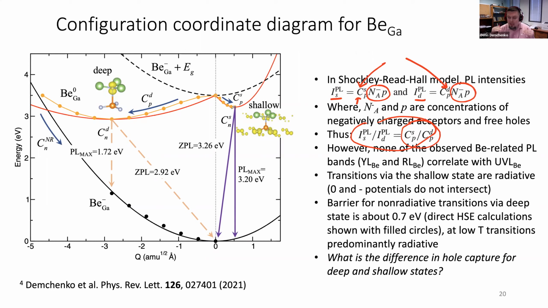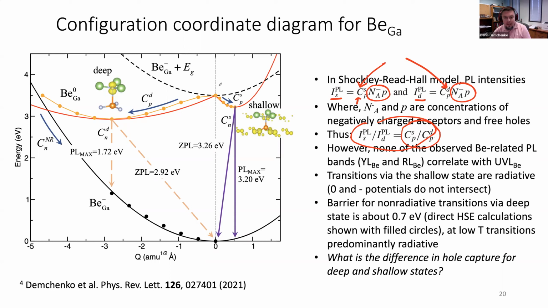And that's not what happens. In all those three bands that are observed in gallium nitride, as I showed you, the intensities are jumping all over the place by 6 orders of magnitude. So that means that those bands do not come from two different states of the same acceptor. They come from different defects altogether.